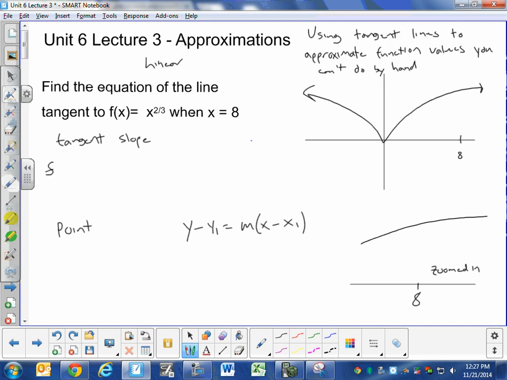So tangent slope I'll get from my derivative. Let's make sure we can find our derivatives correctly. This would be 2/3 x to the negative 1/3. And then I'll plug in 8: 2/3 times 8 to the negative 1/3. Well, the cube root of 8 is 2, so this is 2/6, which is 1/3.